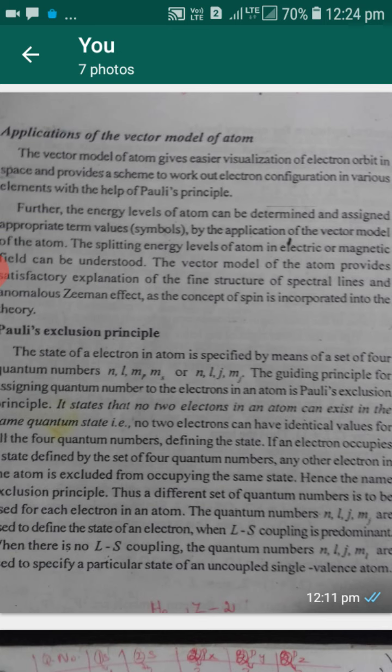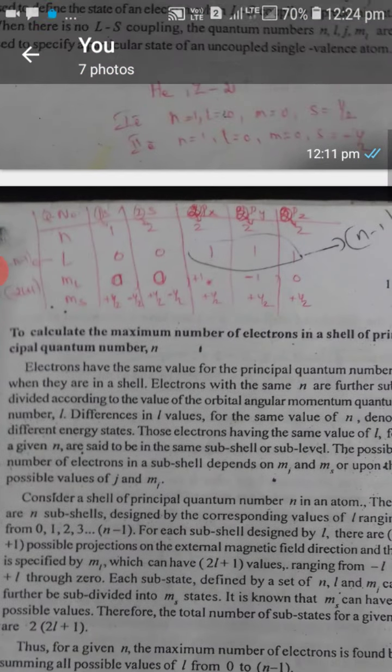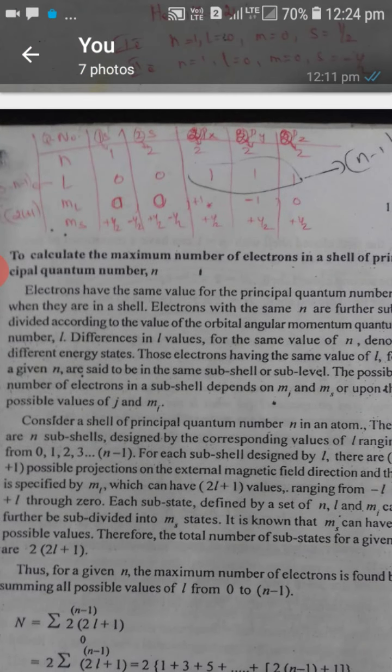ml has 2l plus 1 values. That is 2 into 0 plus 1. Therefore, ml has 1 value. The values of ml are l, l minus 1, l minus 2, etc., to 0, then minus 1, minus 2, etc., to minus l. Therefore, here it takes one value, that value is 0. Then ms has two spins, plus half and minus half.